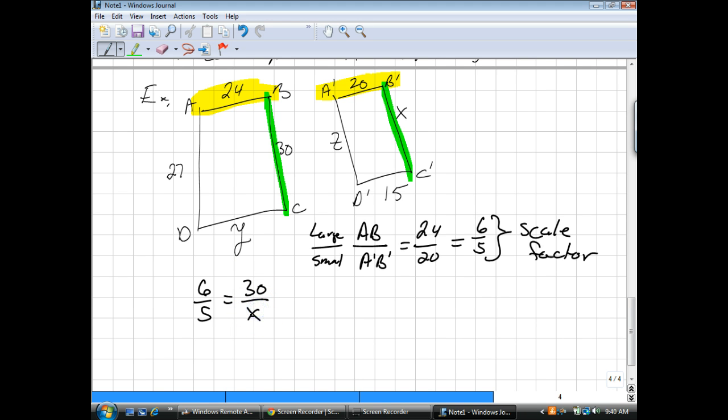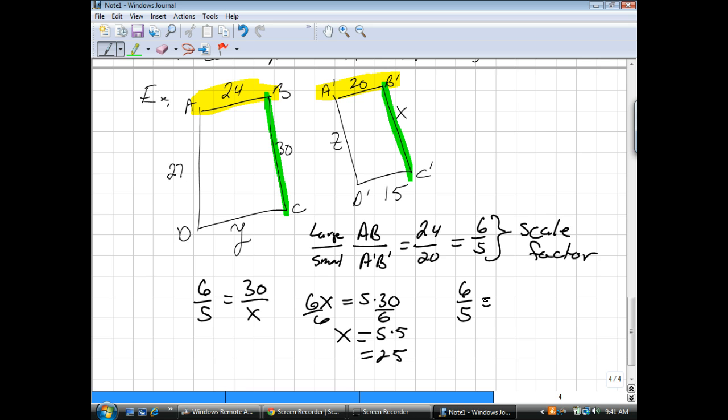And then I just use means and extremes to solve for that. So I do 6x equals 5 times 30, divide by 6. So x equals 5 times 5, or 25. So now we know that x has a length of 25. So we continue that process. So let's say I want to find y. Okay, so I still use my same scale factor because I'm using the same diagrams.